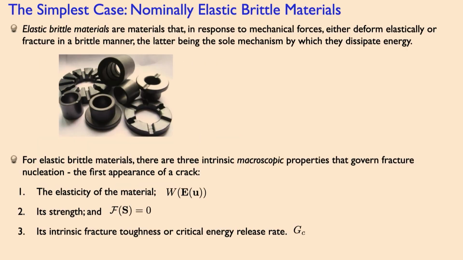All right, so what I'm going to be focusing on today, again, is really the simplest class of materials. Those are nominally elastic brittle materials. Okay, so what do I mean by that? This is basically an assumption. So these are materials that do one of 2 things when we subject them to loads. They either deform, and they deform elastically, or they break.